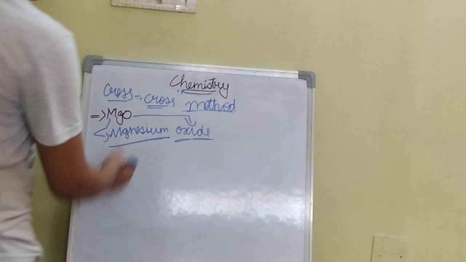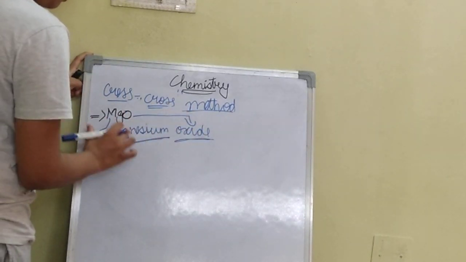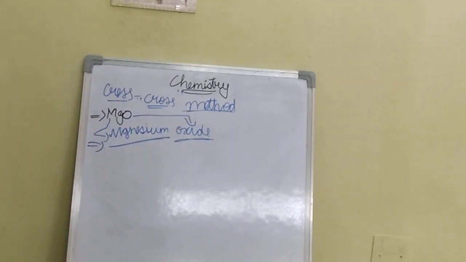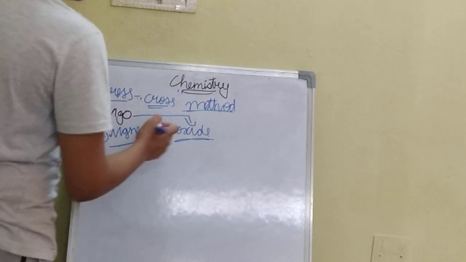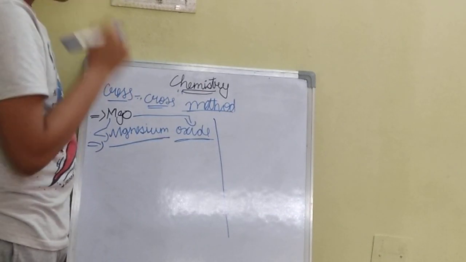Now we wrote the formula. We wrote the name for this. Mg means magnesium. O means oxide. Magnesium oxide. Okay, I'll tell you about magnesium also. Magnesium atomic number 12.